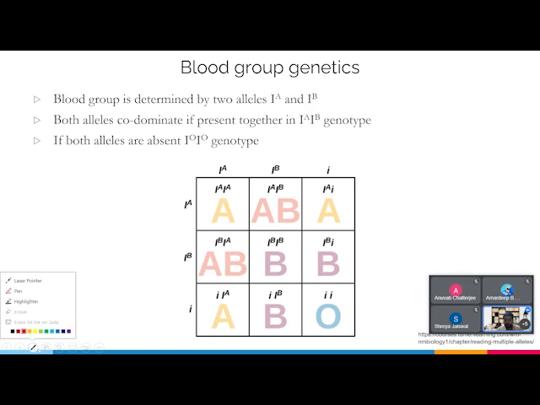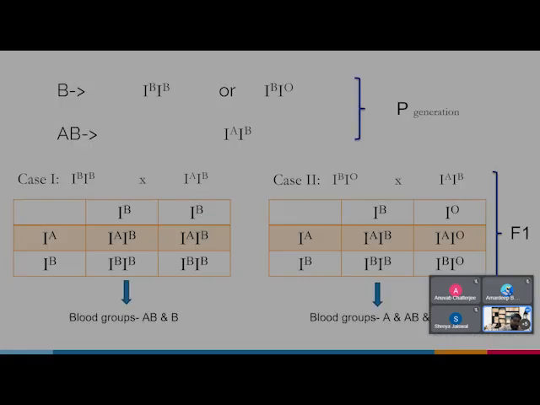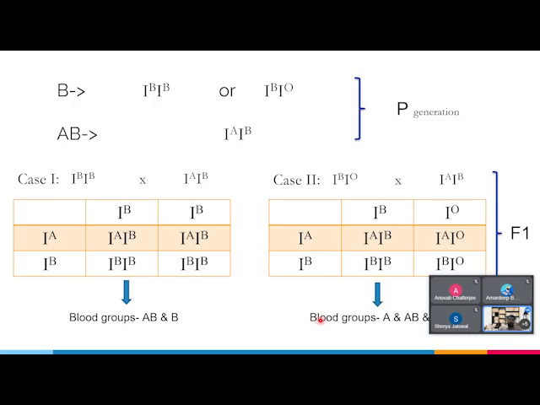So here we have a diagrammatic representation of exactly which genotype occurs with which. If both A's, we have A. If A and B, we have AB. If A and O, we have A. Similarly, B and B, and B and O. So this is the particular problem. One of the parents had IBIB or IBIO as the genotype, and another had AB, which can only be IAIB.